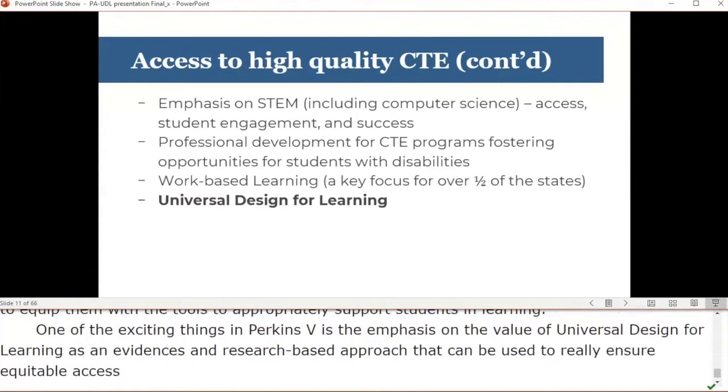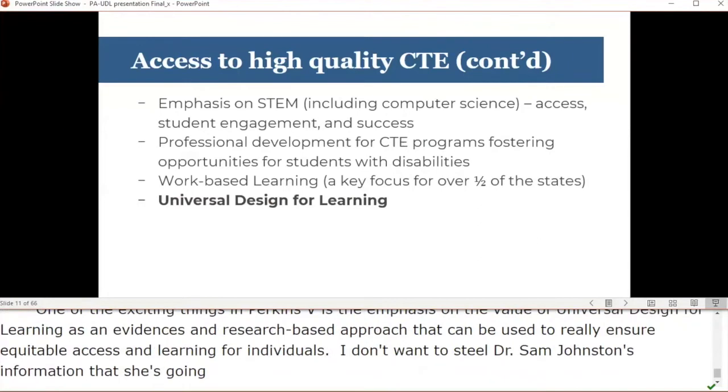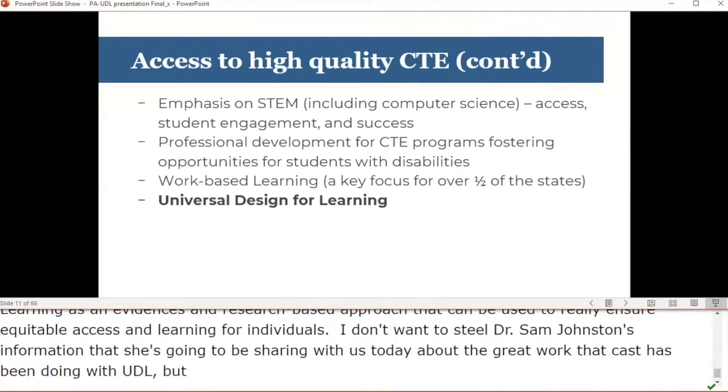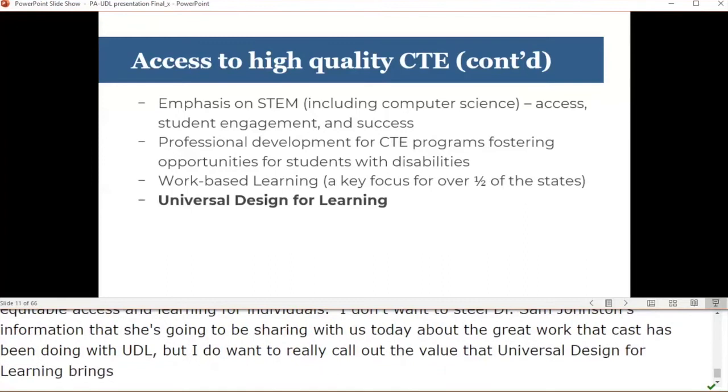Sam Johnson's information that she's going to be sharing with us today about the great work that CAST has been doing with UDL, but I do want to really call out the value that universal design for learning brings in providing that inclusive educational environment for students in CTE. And that's really emphasized throughout the legislation.